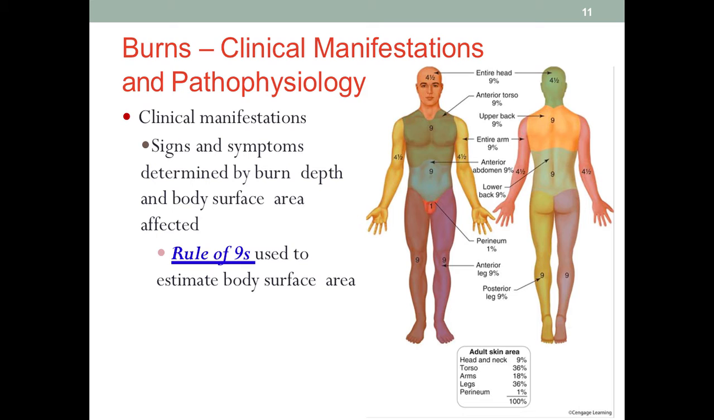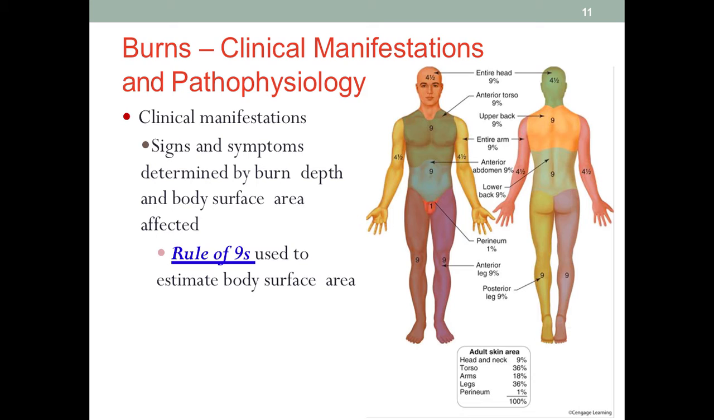The clinical manifestation and the signs and symptoms of burns are determined by how deep the damage is and how big the damage is in terms of percentage of the body's surface area. This figure shows how to estimate the percentage of body surface area that is burnt. We call it the rule of nines. So if we look at this figure, different parts of the body are divided based on the factor of 9%.